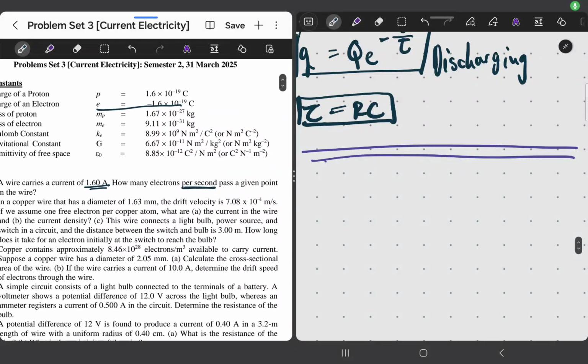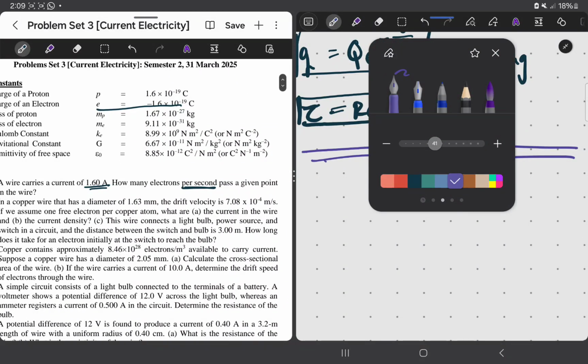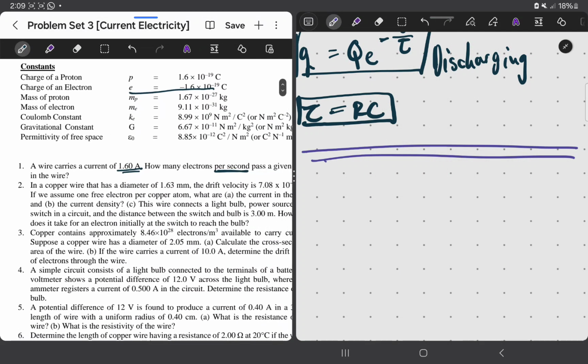Number 2 is now saying in a copper wire that has a diameter, D. Don't ever read D, diameter. You can actually skip everything. Diameter D is 1.63 millimeters.